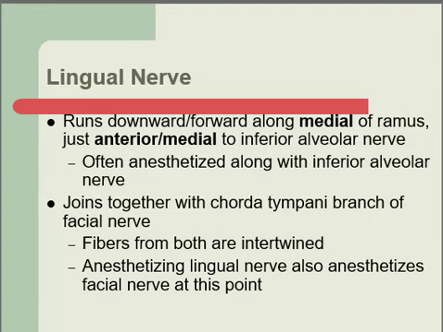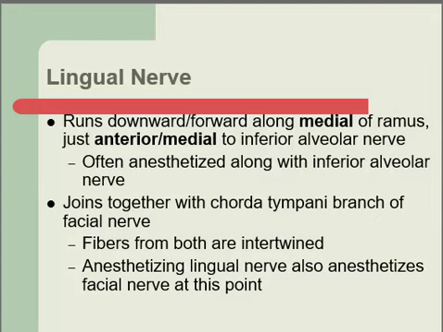So the lingual nerve. In some of the views I've shown you, we're looking at the medial, or the inside, of the ramus. The lingual nerve runs down and forward along the medial of the ramus, right? We talked about that in a prior slide, about how the long buccal comes down and forward on the medial of the ramus. However, the lingual nerve stays on the medial side. It doesn't cross over to the lateral side of the jaw. But the lingual nerve runs just forward and towards the midline of the inferior alveolar nerve.